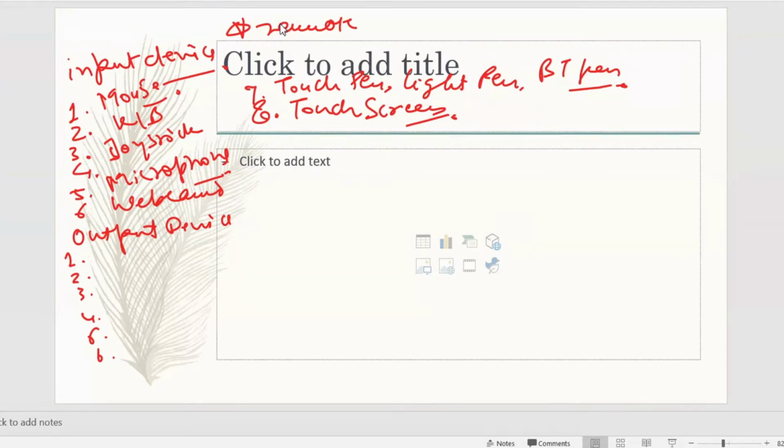Anyways, let's talk about the output devices. How many output devices do we know? Very simple. First one, projector. Okay. Printer. Good. Monitor. Speaker. Wait, the monitor has a few classifications, right? Monitors like LED monitors, LCD monitors, and projectors also come under the monitor category.